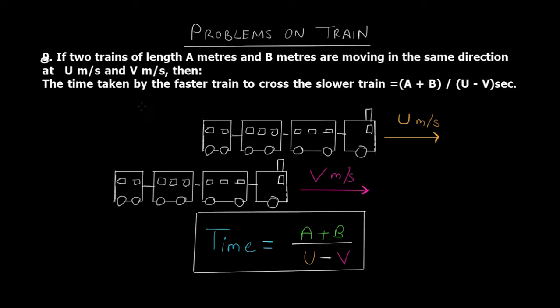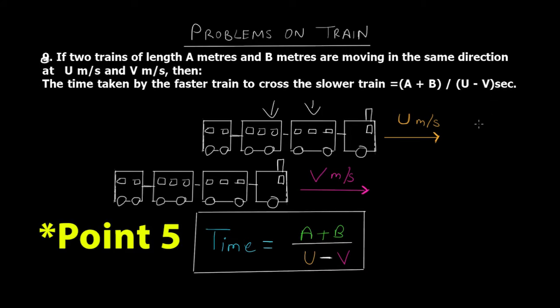So point number 8 states that if two trains of length a meters and b meters are moving in the same direction at u meters per second and v meters per second, then the time taken by the faster train to cross the slower train is equal to a plus b divided by u minus v seconds. So in the previous point we saw that the two trains were moving in opposite directions, but in this case the trains are moving in the same direction and one train is moving faster than the other. Let's consider that the first train, this one, has the higher speed, that is u meters per second, compared to this. So they are saying that the time taken by this train to overtake this train completely is going to be a plus b divided by u minus v seconds.